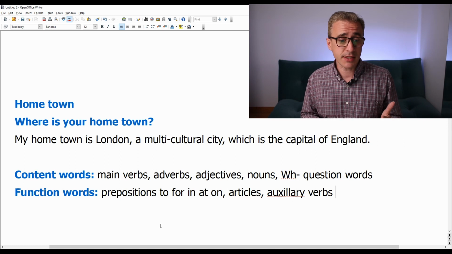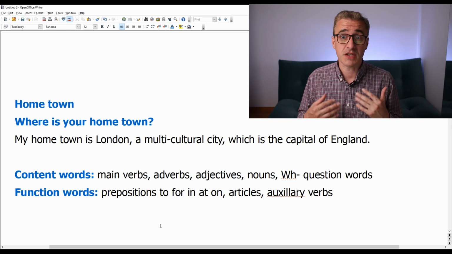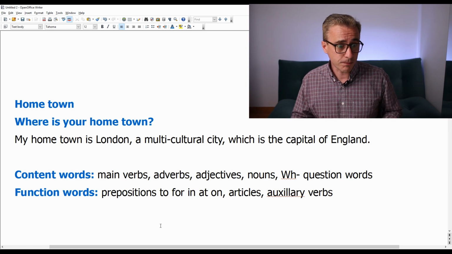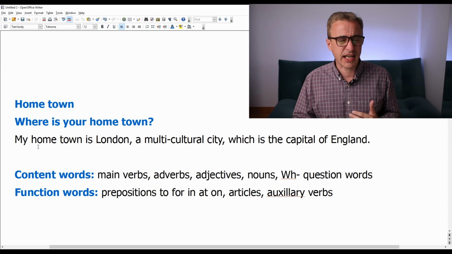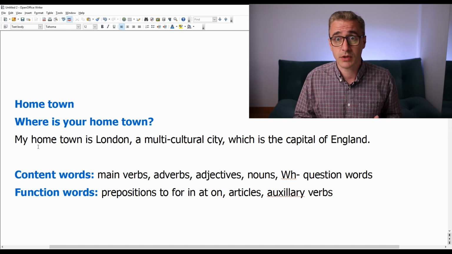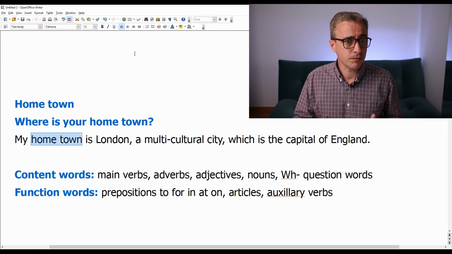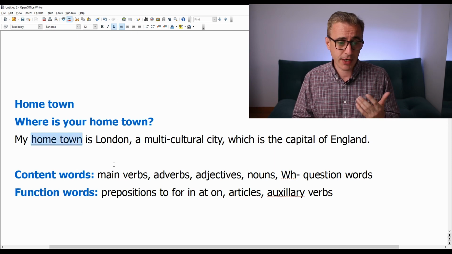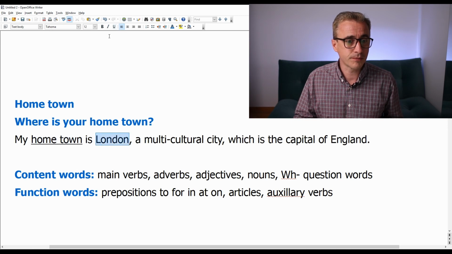So let's have a look at this sentence and let's decide which here are the content words. So let's look for some nouns first. That's the obvious one. So we have hometown. Now technically I guess home is probably an adjective here, but that's something we're going to stress. So we certainly stress hometown. Let's underline that for the words that we're going to stress. London, of course, is a noun. So we're certainly going to stress that.